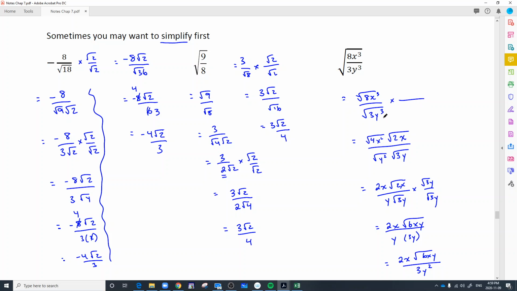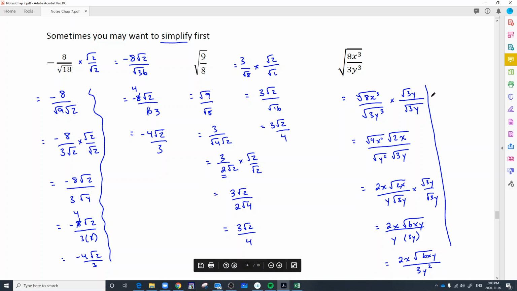Maybe you look at this and say, I want to make a perfect square down here. I don't want to simplify first. So to turn 3 into a perfect square, if I multiply 3 by 3, I get 9. Now to make y cubed into a perfect square, you could actually just multiply by y. So if I do that top and bottom, I'm going to end up on the top with root 24x cubed y. And in the denominator, I would end up with 3 times 3 is 9, y cubed times y is y to the 4. And then I would simplify.